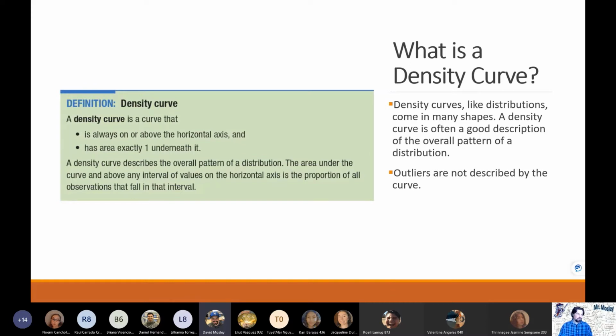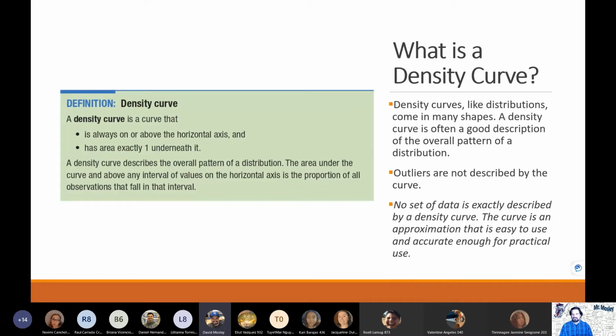Outliers are not described by the curve, and no set of data is exactly described by a density curve. The curve is an approximation that is easy to use and accurate enough for practical use. So it's not going to be perfect, but it will be close enough. And we'll see an example of this next.